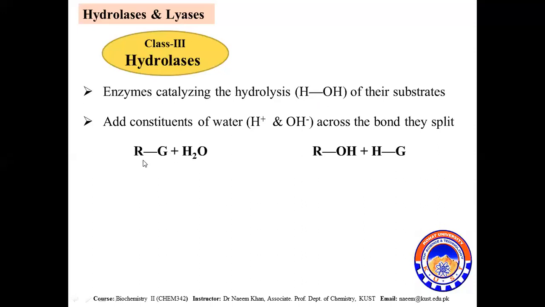For example, we have a substrate R linked to G, and this is the bond which is going to be attacked by the hydrolase enzyme. So what happens in this reaction? H and OH bond is broken, and one of the substituents, that is H, is linked to the G and OH is linked to the R. Such reactions in which this bond is broken, H and OH bonds are separated and they are associated and linked to the substrate, resulting in the breaking of a bond in their substrate, they are called hydrolases.